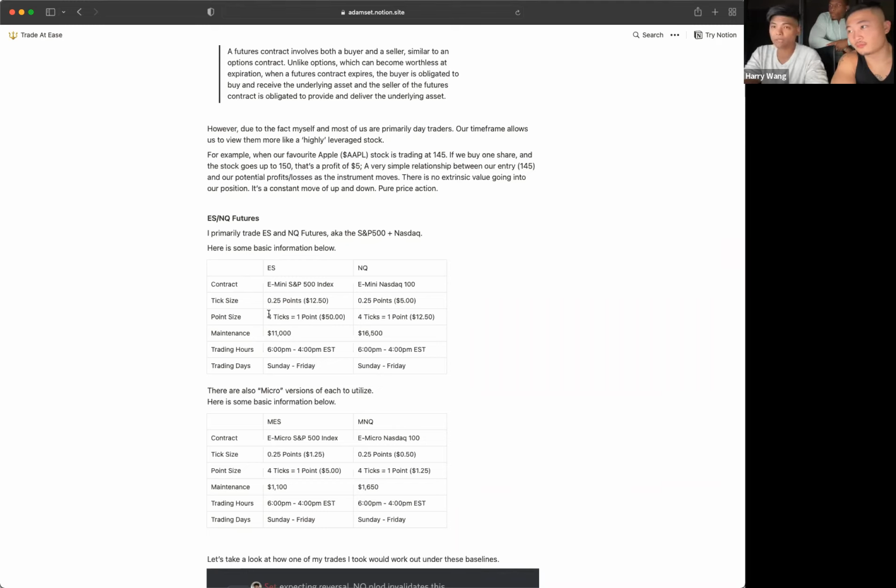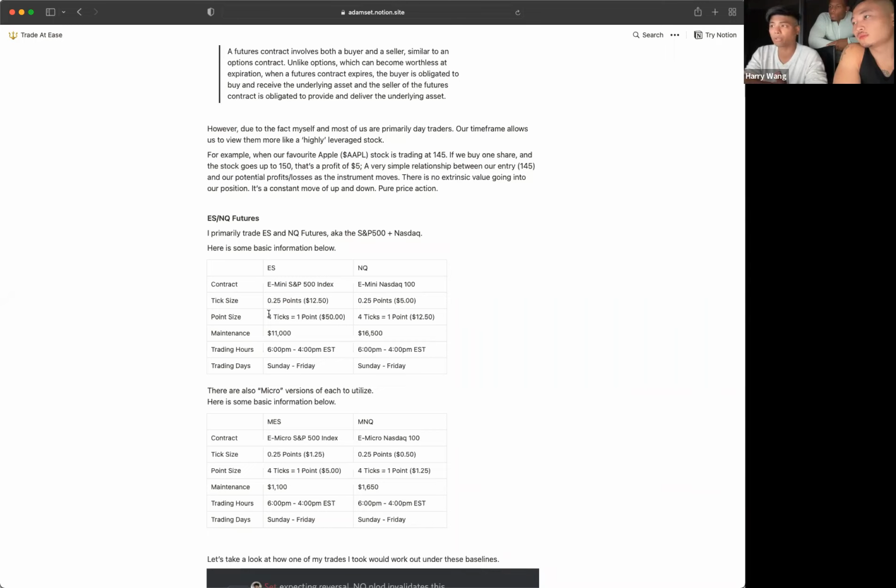To maintain this contract, it's 11,000. And the nice thing about futures is that it trades from 6 p.m. every day, except Saturday, all the way to 4 p.m. close, at which point there's a settlement period. The trading days are Sunday through Friday.